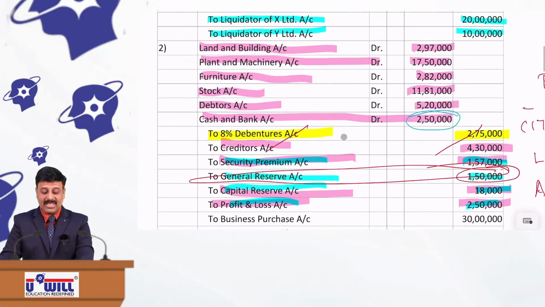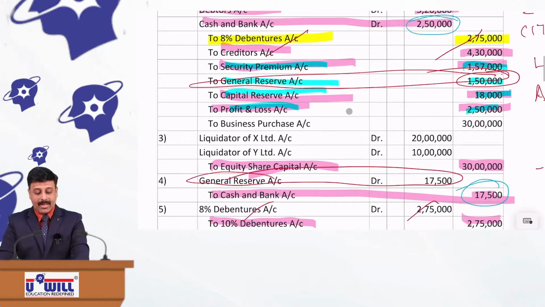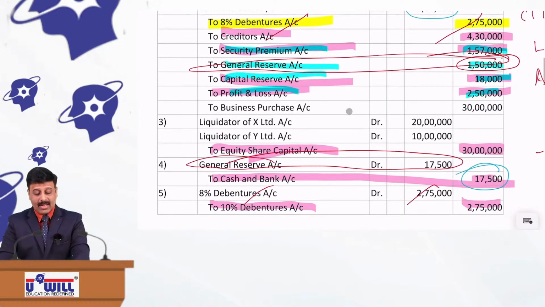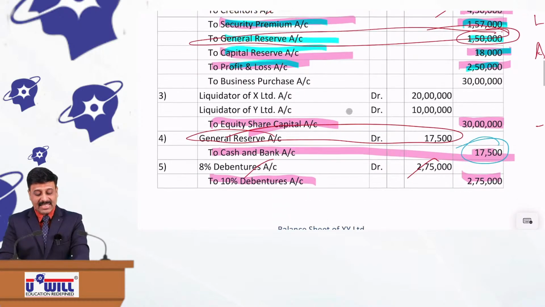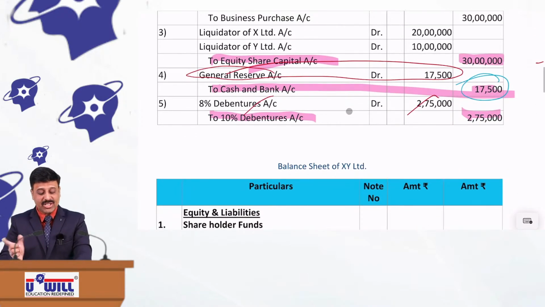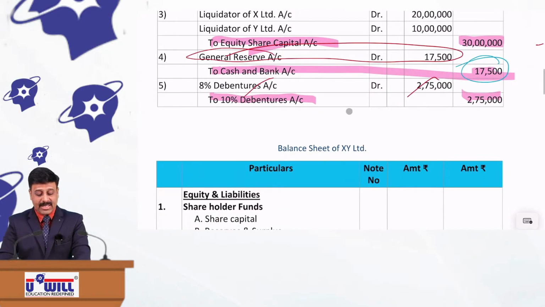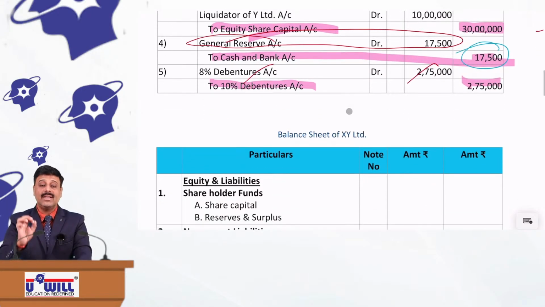So all the items from journal entry we have taken in the balance sheet in consideration. Otherwise, business purchase account gets closed, liquidator account gets closed, land and building, plant and machinery, furniture, stock, debtors, cash and bank have come in the balance sheet. 8% debentures get closed. Creditors have come in the balance sheet. Securities premium, general reserve, capital reserve, P&L has come in the balance sheet. Equity share capital has come. General reserve is adjusted. Cash and bank is adjusted. 8% debentures is closed. 10% debentures has come in the balance sheet. So from entire journal entry, we have made this new balance sheet.